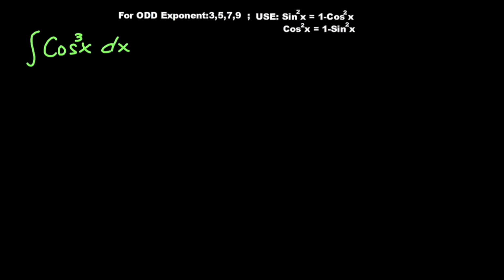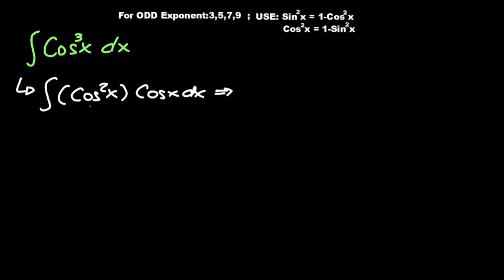Let us now start with the integral of cosine cube of x dx. And so, just like sine, just factor out 1 cosine of x here. And so, since we already have a cosine squared of x here, we shall transform this into its trigonometric identity, which would be equal to 1 minus sine squared of x.